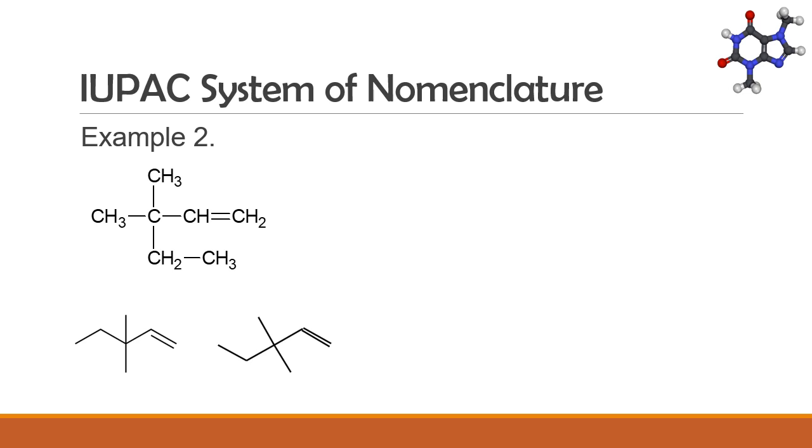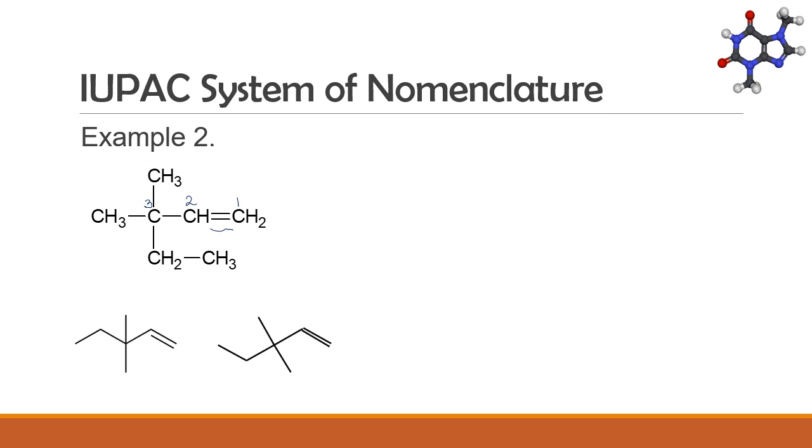Let's have another example. This molecule has a double bond, which makes it an alkene. First, we find the LCC. When a double bond or triple bond is present in a compound, we can be sure that it is part of the parent chain, and we start counting from the end closest to the double or triple bond. So in this case, we number this carbon as 1, this one as 2, this one as 3.